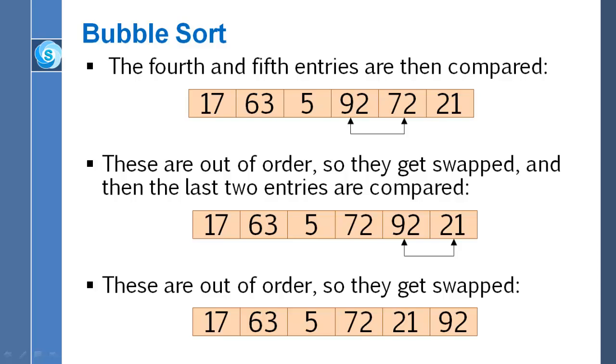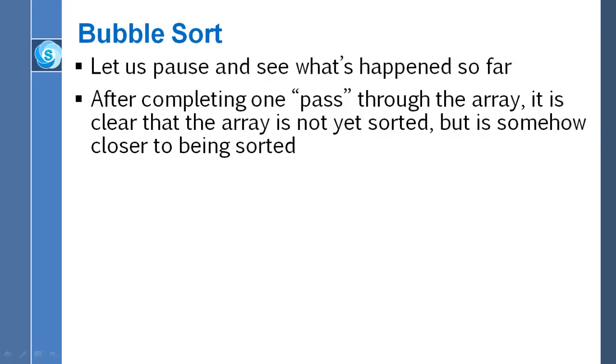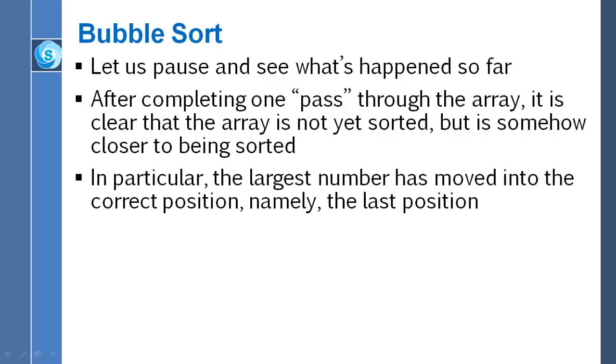It's clear from looking at this that we have not sorted the array. However, clearly we made improvement. When we look at what happened after a single pass through the array, we guess that while the array may not yet be sorted, we've somehow moved in the right direction. We're getting closer to having a sorted array. A very important fact is that after the first pass, it's guaranteed that the largest number in the array, in this case 92, will have moved to the last position where it belongs.